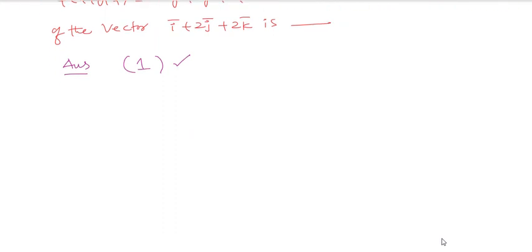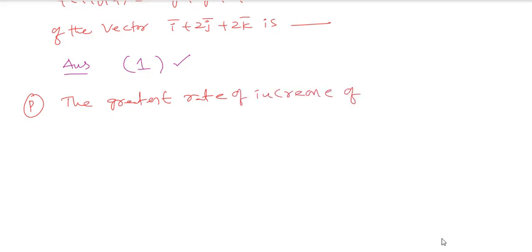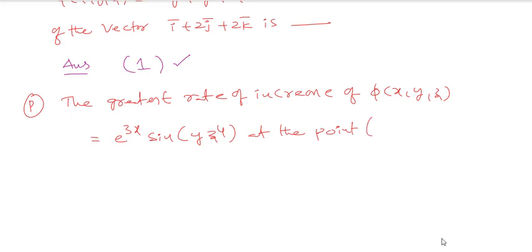Next also. This also you can do as a homework. Try to check it out. The greatest rate of increase of φ(x, y, z) = e^(3x) sin(yz⁴) at the point (0, π/2, 1) is dash. This is the question. This also you can do as homework, but still I am giving this one.